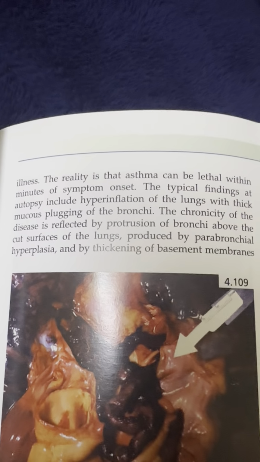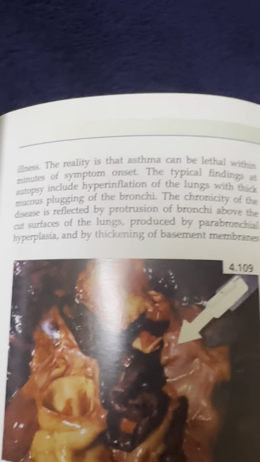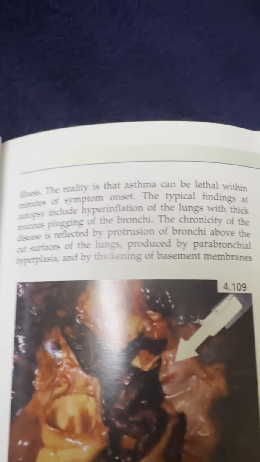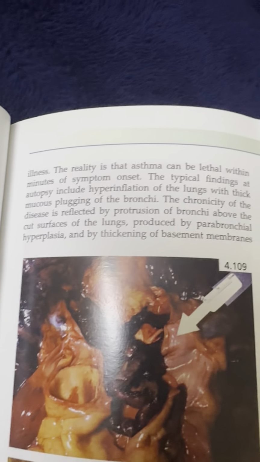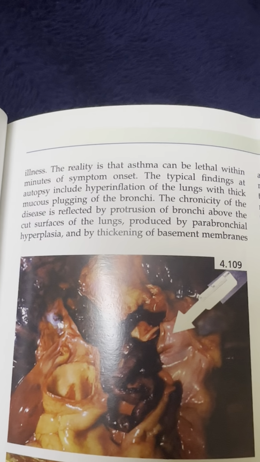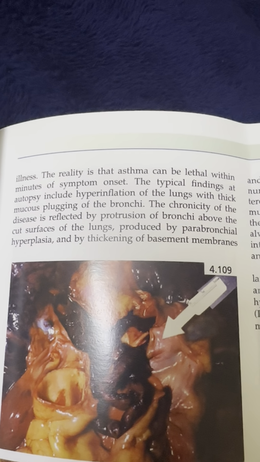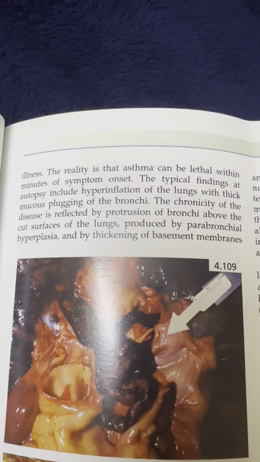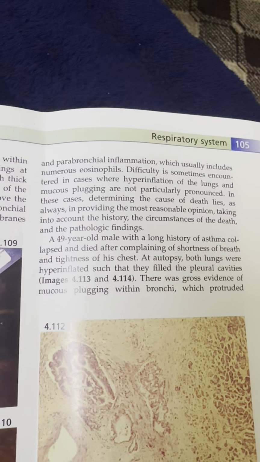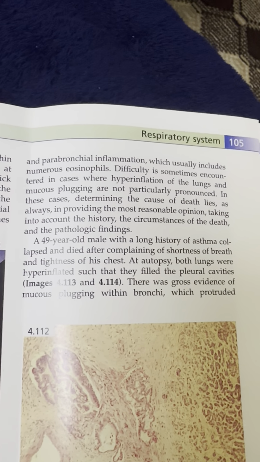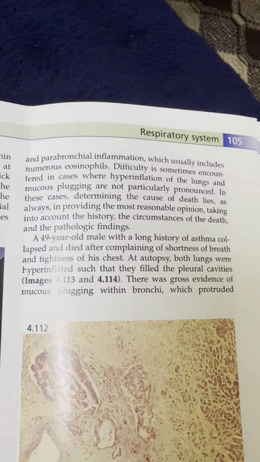The typical findings at autopsy include hyperinflation of the lungs with thick mucus plugging of the bronchi. The chronicity of the disease is reflected by protrusion of bronchi above the cut surface of the lung, produced by parabronchial hyperplasia, thickening of the basement membrane, and parabronchial inflammation, which usually includes numerous eosinophils.